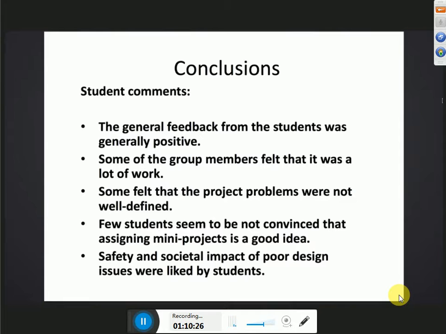I'll show a couple of other documents. Student comments, basically, you can see this. The general feedback was okay, but some group members felt it's a lot of work because either they did not like real life examples, or they start at the last minute, or they have too much workload. And I tell them, if you have too much workload, let me know. Then I give you another alternative homework assignment.